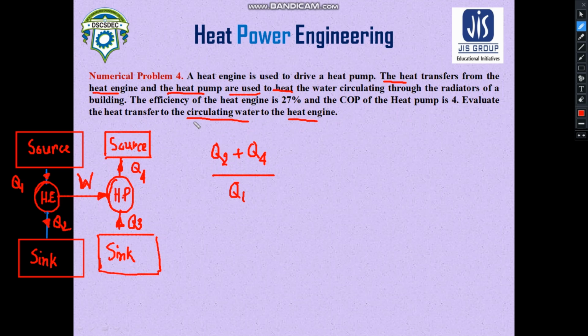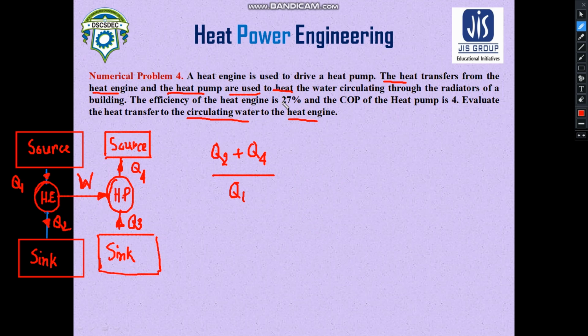So the total heat transfer to the circulating water is Q2 plus Q4, and the heat transfer to the heat engine, Q1, is the heat transferred from the source to the heat engine. So it will be Q2 plus Q4 by Q1. So now we need to calculate this Q2 plus Q4 in terms of Q1. Now how can we do this? This is a very simple thing. Okay, so let us start our problem.